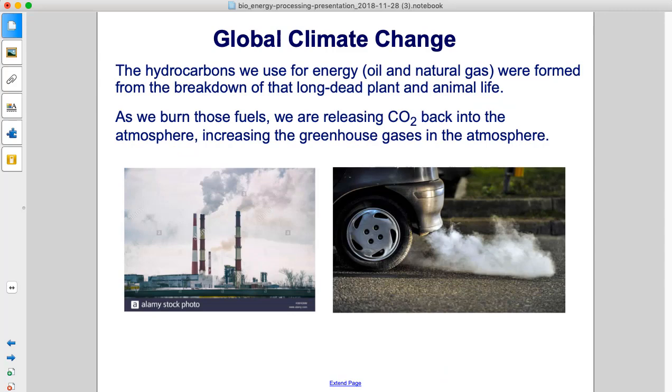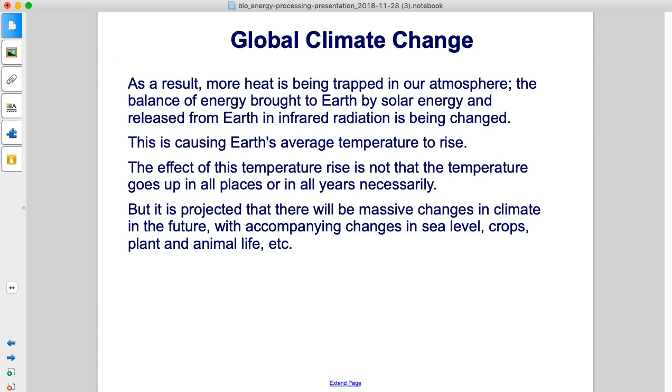The hydrocarbons we use for energy, like oil and natural gas, were formed from the breakdown of that long dead plant and animal life. As we burn those fuels, we are releasing CO2 back into the atmosphere, increasing the greenhouse gases in the atmosphere. As a result, more heat is trapped in our atmosphere. The balance of energy brought to Earth by solar energy and released from Earth in infrared radiation is being changed. This is causing Earth's average temperature to rise.